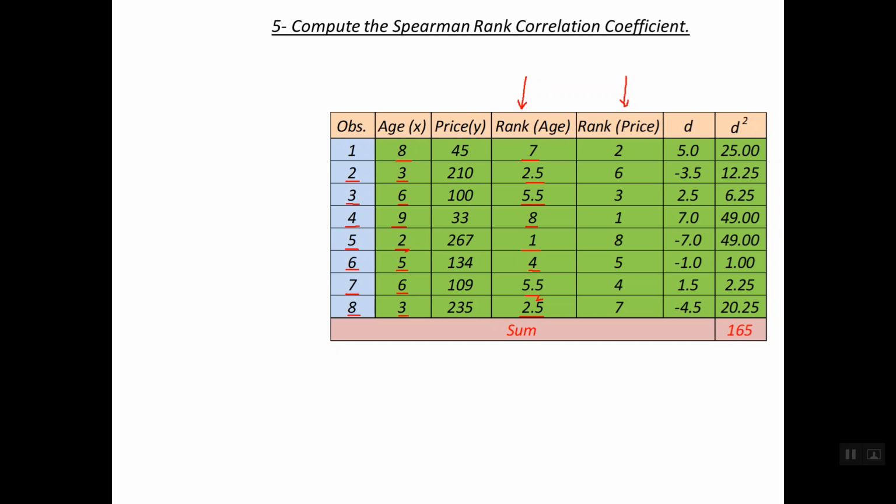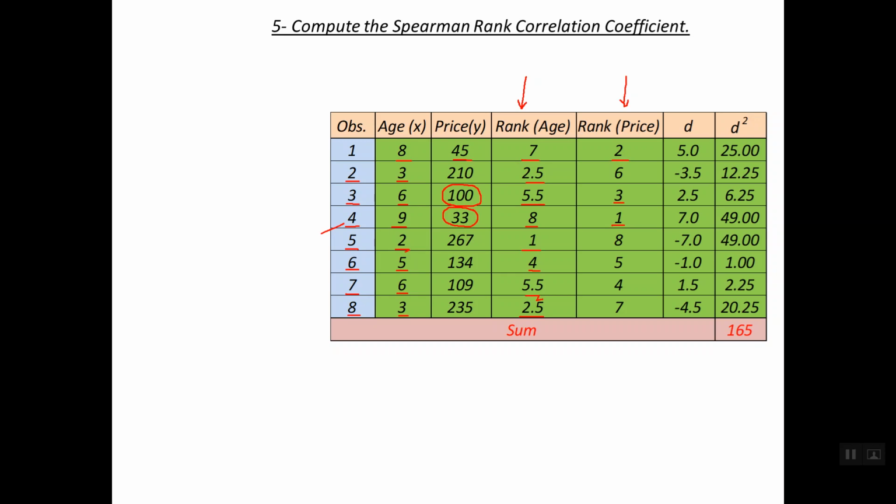The least price is 33, of course, multiplied by 100. It is for car number 4, so it will take rank number 1. Then after this price, we have the price of the first car. It is 45, so it will have rank 2. Then we have car number 3 with price of 100. It will take rank number 3.